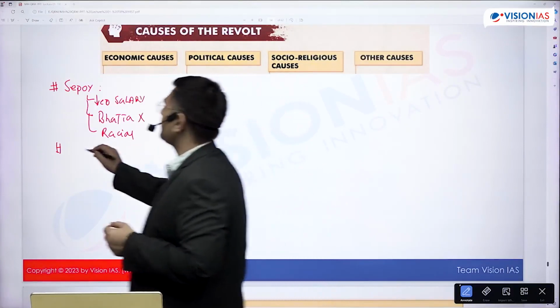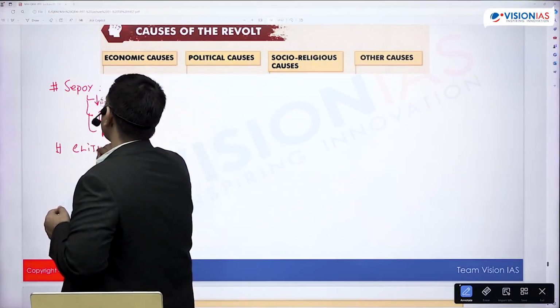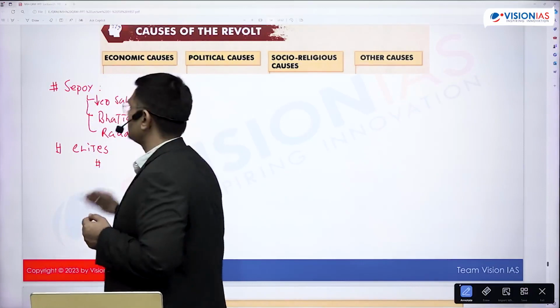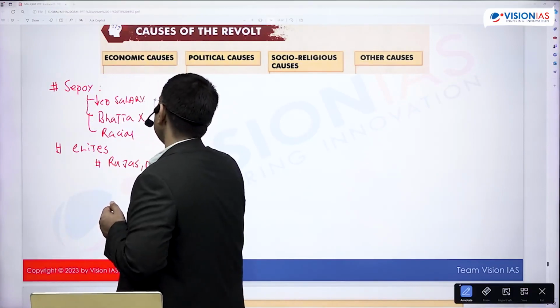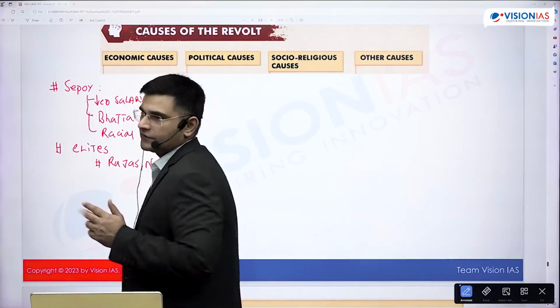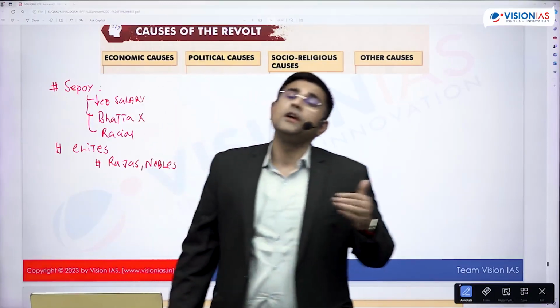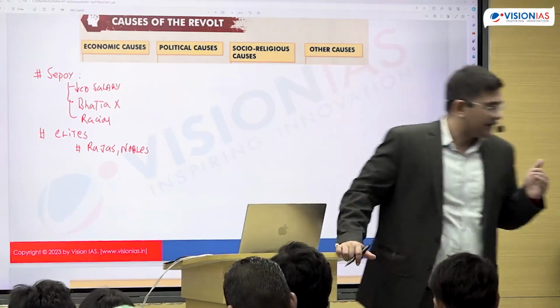So leadership was provided by the elites. Elites can be divided into parts. For example, Rajas and their Mansabdars. Whenever annexations were done, for example, Dalhousie did annexation on grounds of the doctrine of lapse, right?